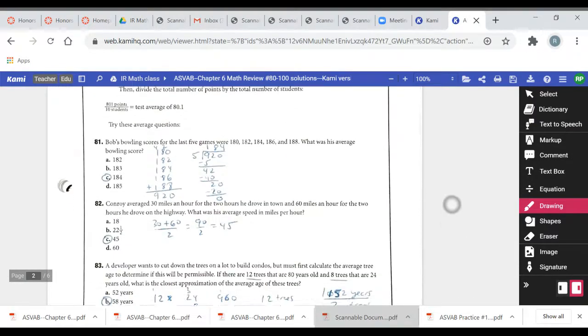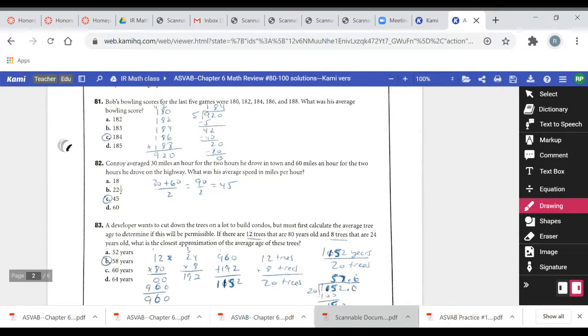Then when you get to 81, it says Bob's bowling scores for the last 5 games were 180, 182, 184, 186, and 188. What was his average bowling score? So you can see here that I added up all of those numbers. Remember, for average, you're just adding up the numbers and dividing by how many there are. So in this case, I added them up and got 920.